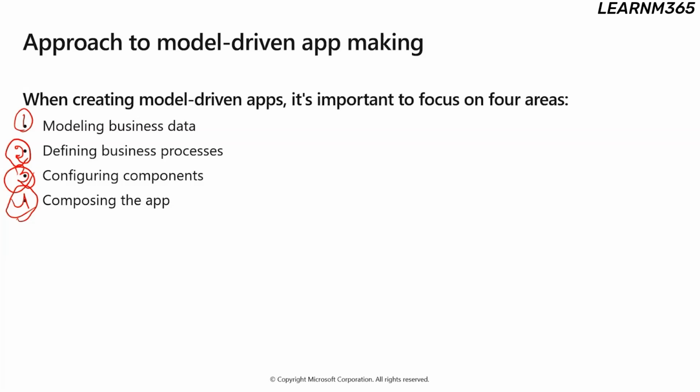If you just recall, in day one we have already created a table, or whatever tables we are looking for, it's there. Once it is there, we can move towards the business process or business rules. If we want, we can add that. Now we need to understand how to configure the components: forms, views, charts, dashboards, all these things. And once this is also done, we can compose the application. So this is the approach which we need to follow.